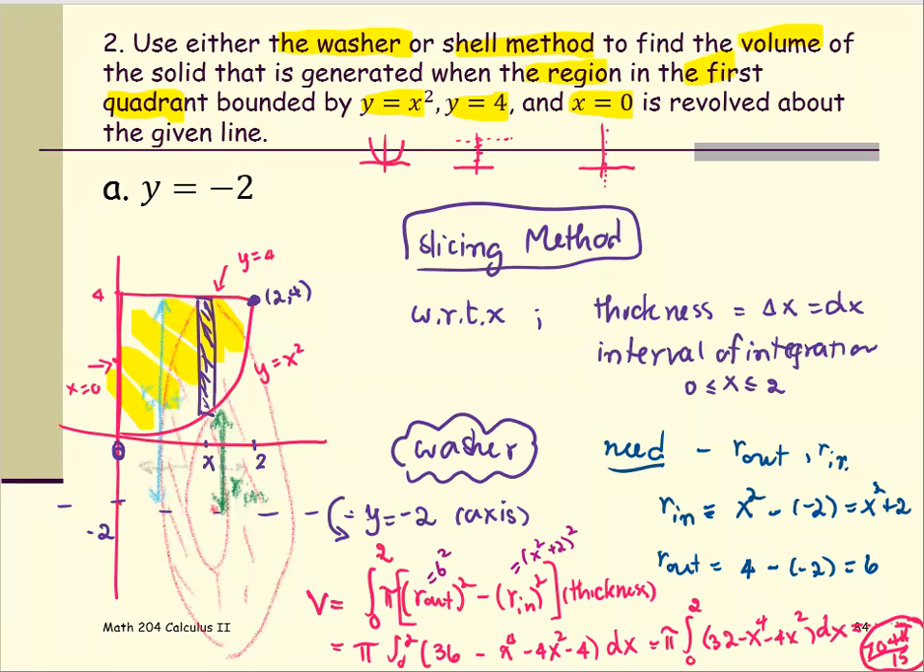And then for the second way that we can do by using the shell method, I'm going to add another slide and then redraw the graph from what we have. We have the parabola, the line y equals 4, the line x equals 0, and the region bounded by this curve. We rotate about the line y equals negative 2, the axis of revolution, which is this line.